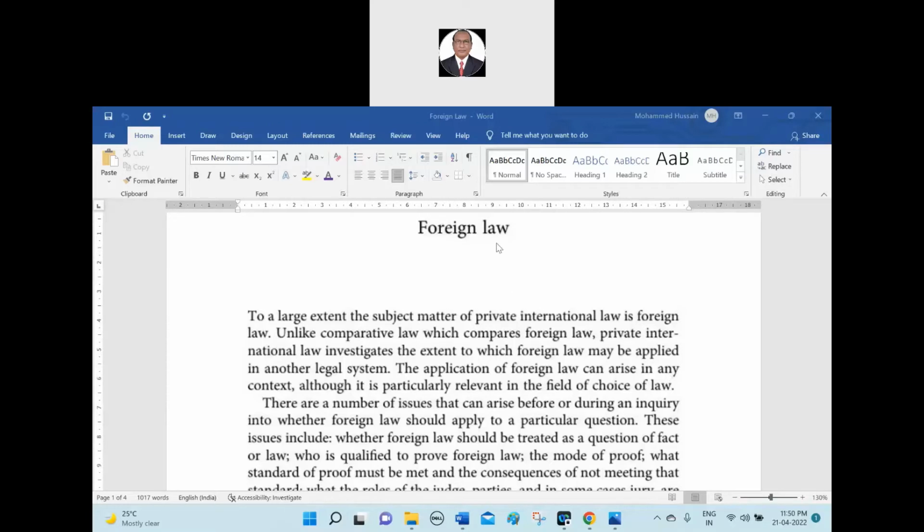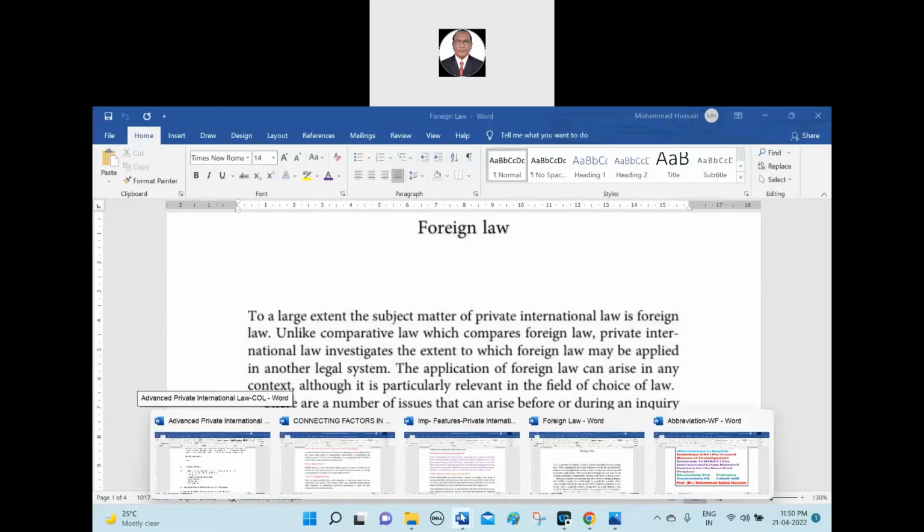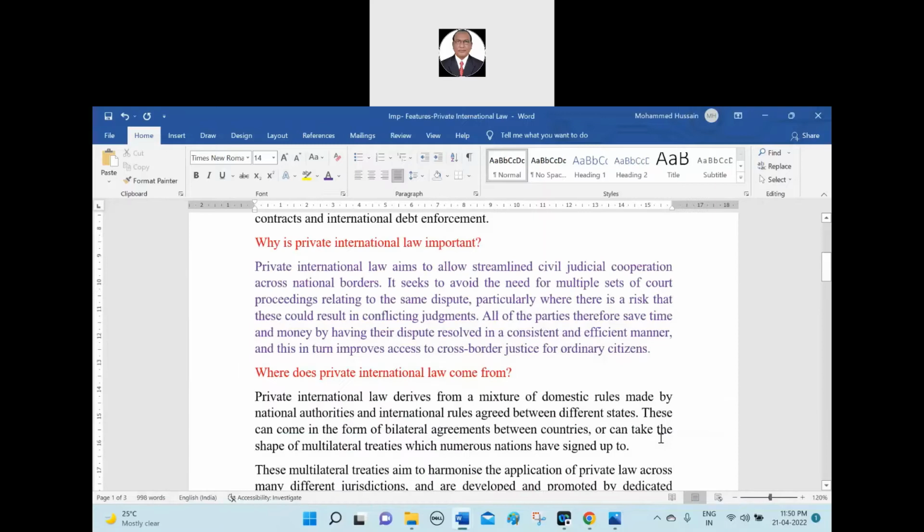If you happen to see the importance of private international law, especially read why is private international law important? Yes, anyone? Not the same person. Macmillan Lema, could you unmute and read? Okay, Prof.